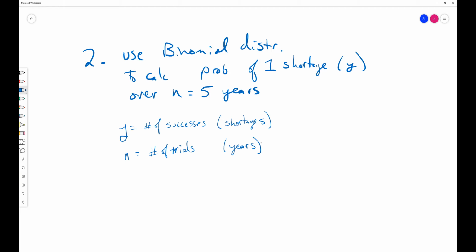So we want to look at the probability that we have at least one shortage. So that's kind of a key thing here. So at least one shortage. And really what we're calculating here is the probability that y is greater than or equal to 1, right? So it could be 1 shortage, 2 shortages, 3 shortages, 4, 5.